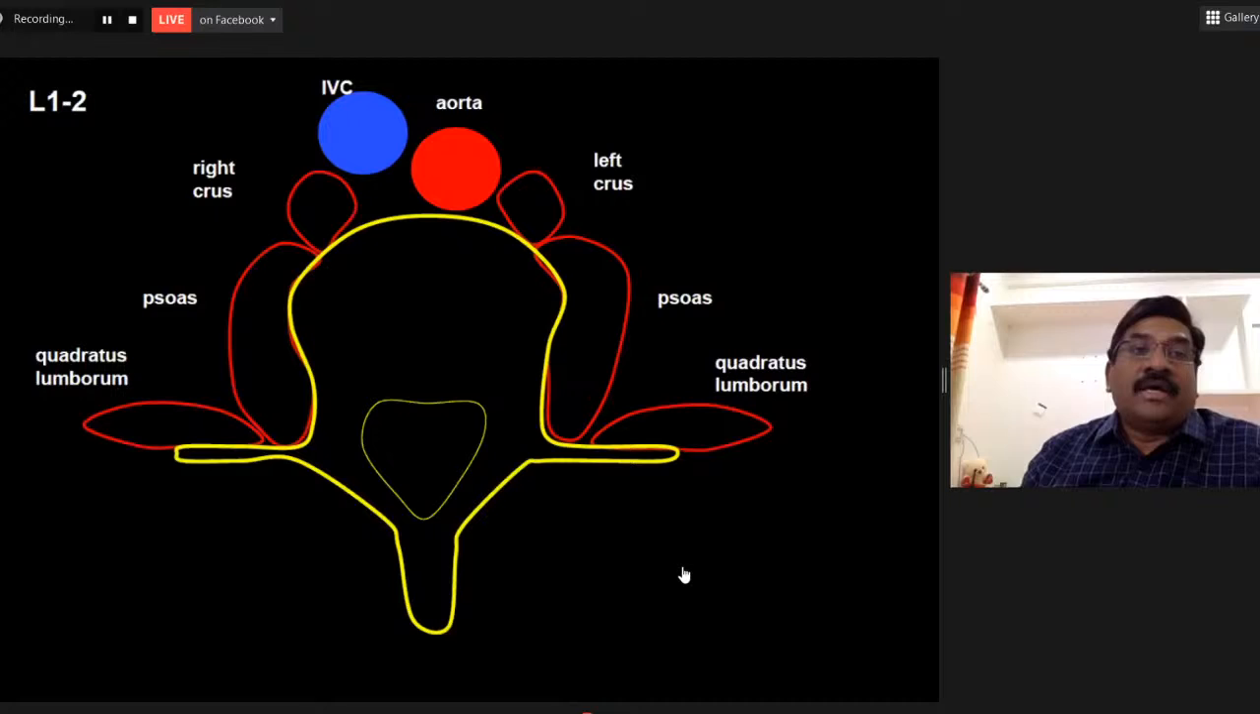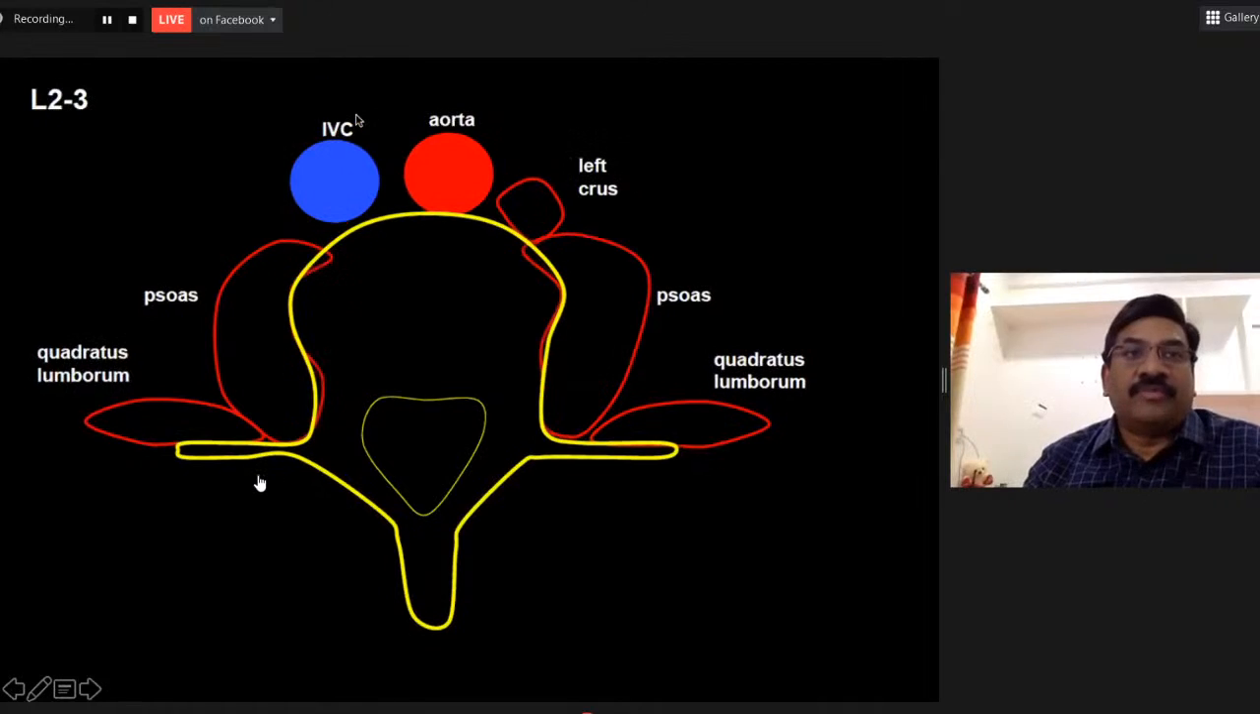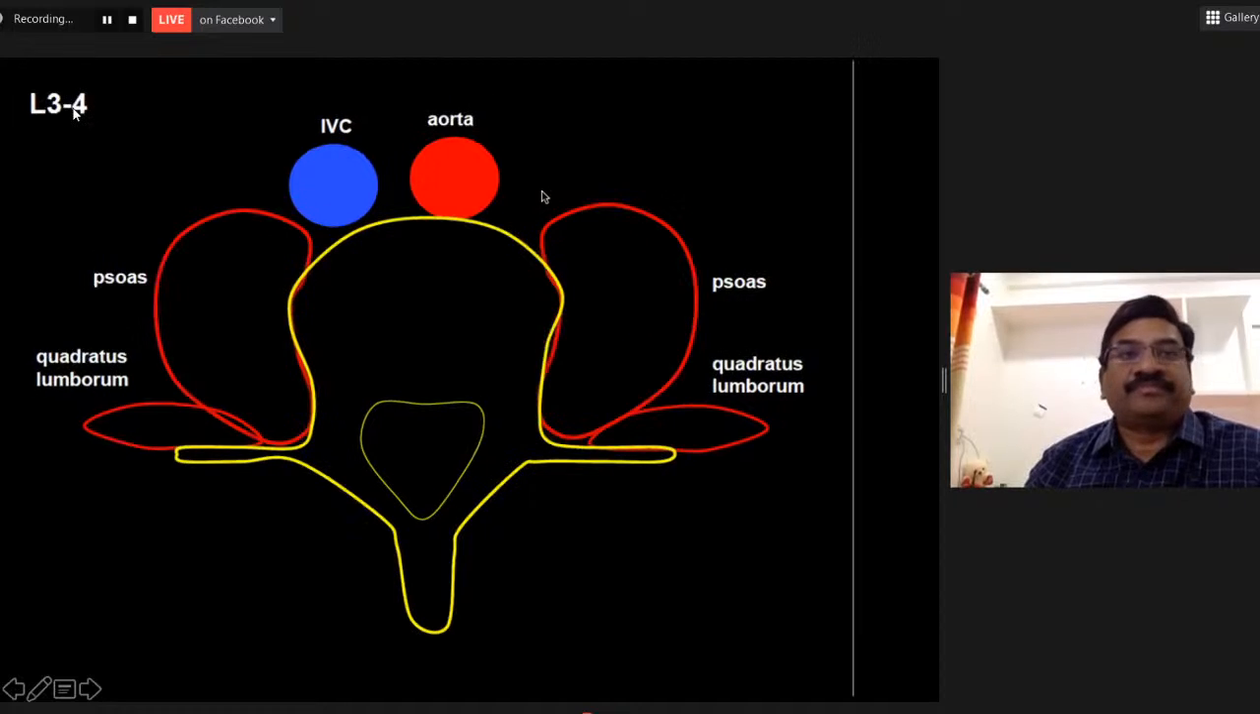So if you look at the L1, L2 level, you'll see quadratus lumborum and psoas major. The right crus is seen and the left crus is also seen. Aorta is seen, inferior vena cava is seen. But if you come to L2-3, quadratus lumborum and psoas major become a little thicker, and the inferior vena cava is still seen, the aorta is still seen, but you can't see the right crus. If there is no right crus and you see the left crus, we are roughly at the L2-3 level.